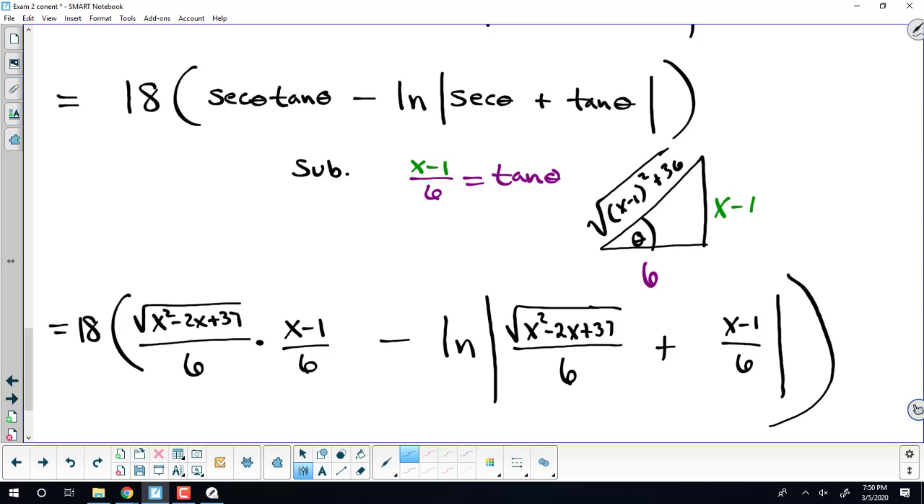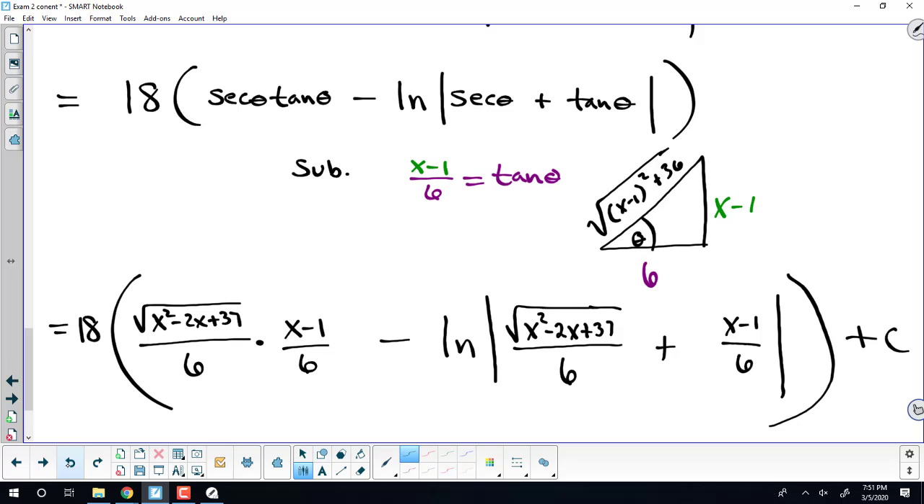I guess I needed bigger parentheses. All of that's times 18. So there's your answer, plus C. x times (x minus 1) times the square root of x squared minus 2x plus 37, over 2, minus the natural log of the square root of x squared minus 2x plus 37 plus x minus 1, over 6, times 18, so we have 3 times all that instead of over 6, plus C.